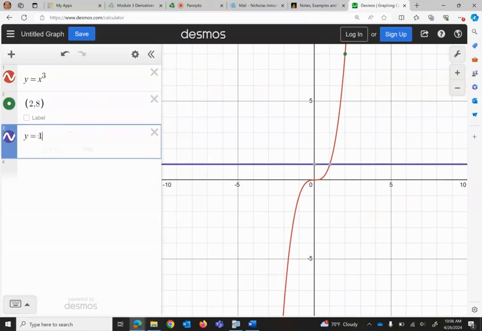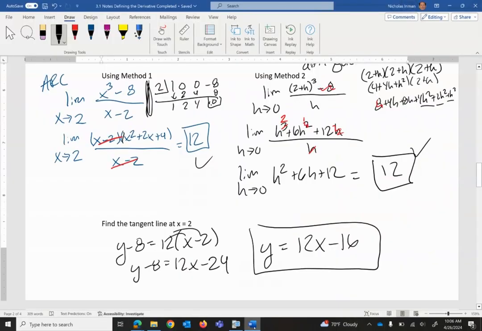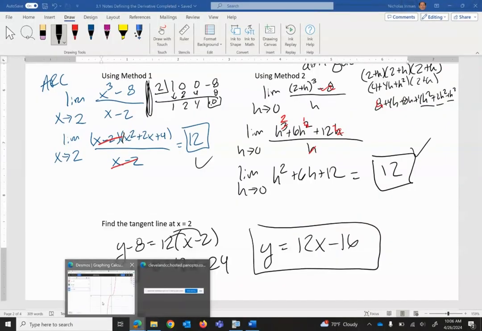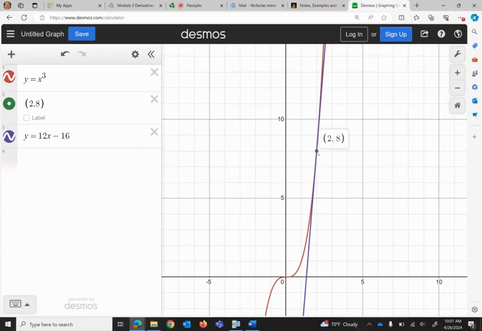And then we just said 12x minus 16. All right, so we're looking up here at this coordinate point, and look at that. Good. I feel confident in my solution. I have a good tangent line at x equals 2. My tangent line and my function match up great. And I've got the slope, the average rate of change, at that point 2 was this wonderful answer of 12. Okay.